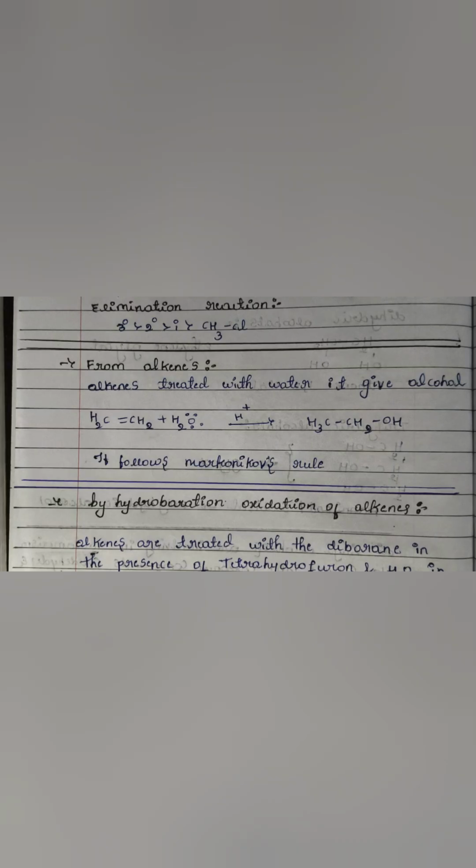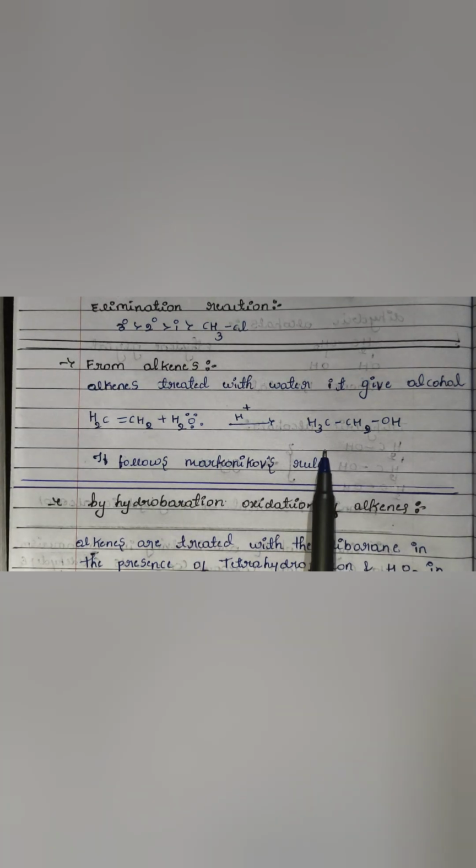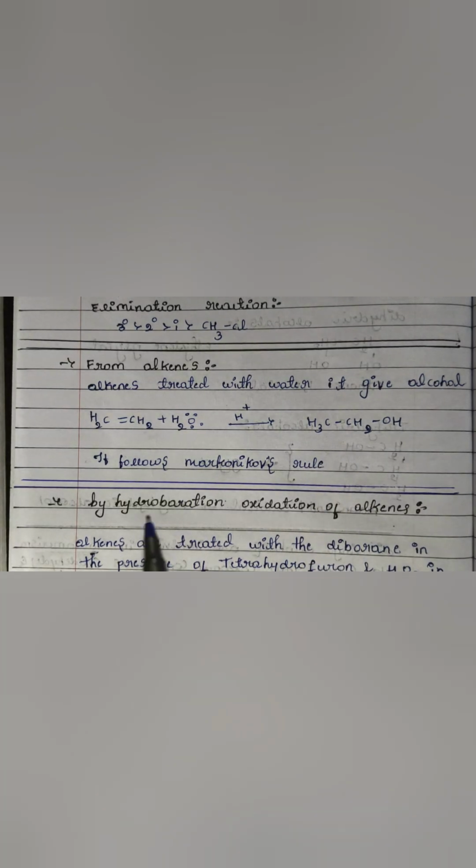Next, from alkenes. When alkenes are treated with water, they give alcohols. Example, ethene treated with water gives ethanol. It follows Markovnikov's rule. Markovnikov's rule means the negative part of the reagent is attached to the double bonded carbon which contains less number of hydrogens. That is called Markovnikov's rule. It is an example of alkenes. When treated with water, they give alcohols.